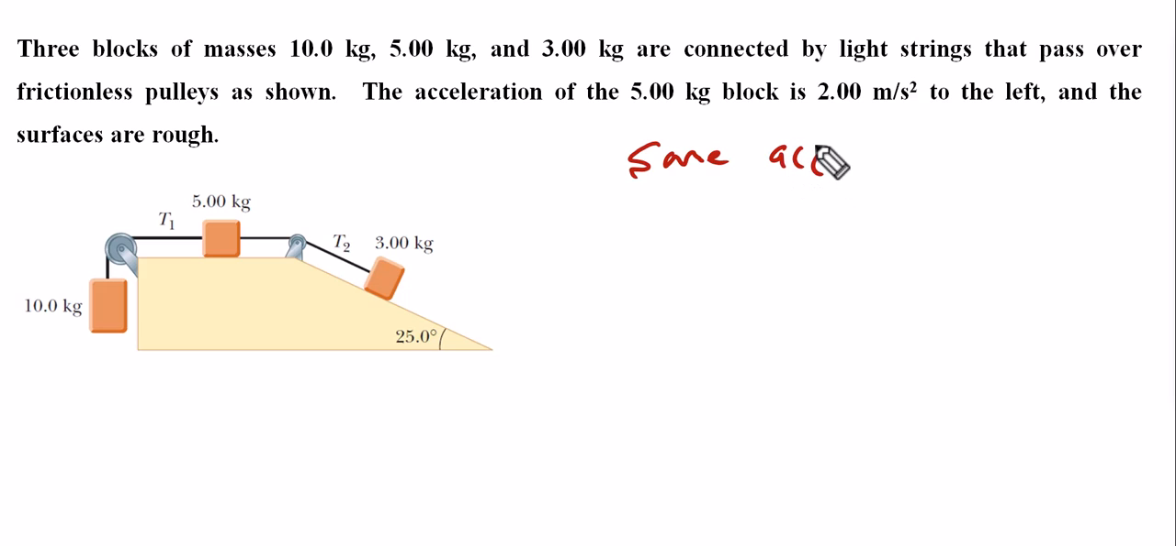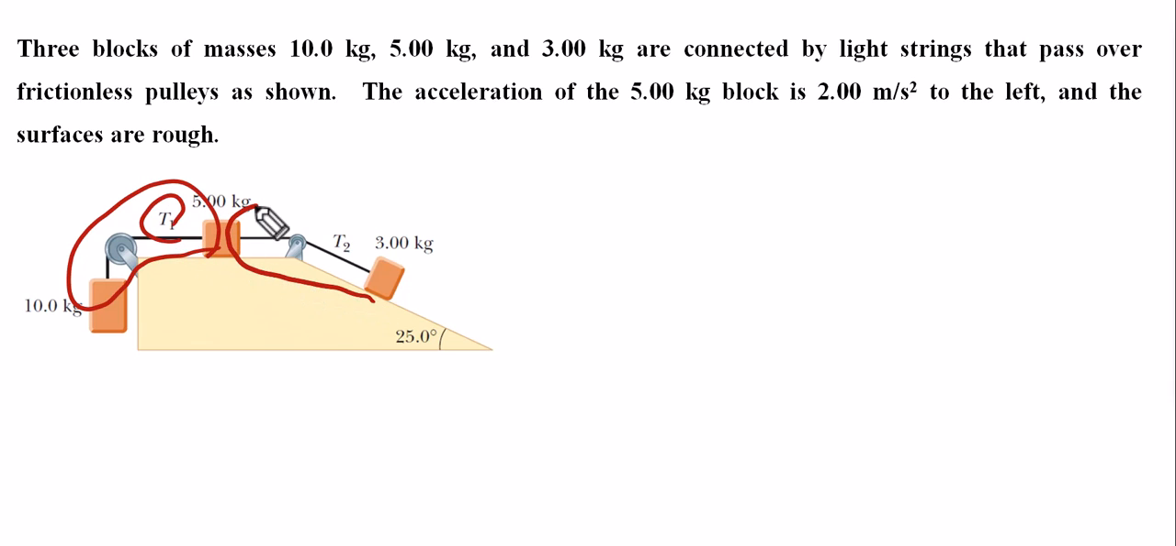This problem is asking us to find the acceleration of the 5 kilogram block. However, it's going to be the same acceleration for the 3 kilogram block and the 10 kilogram block. Where we must be careful is that this is not connected with the same string. So we have one string here which has a tension T1, and we have a separate string here with a tension T2. And so we have to be mindful of that.